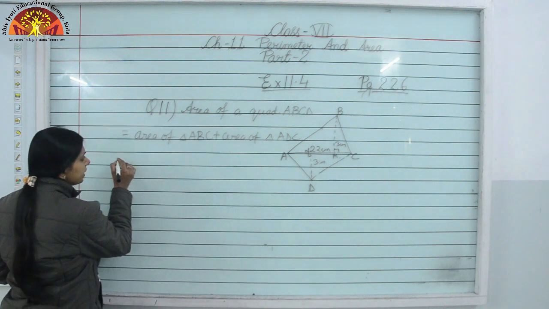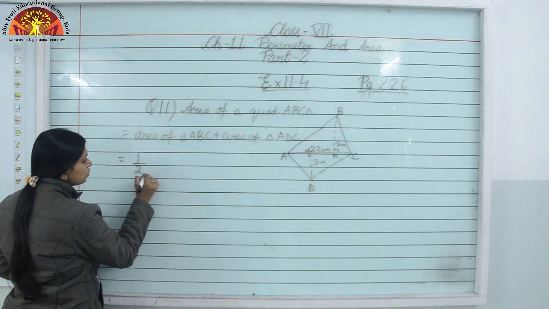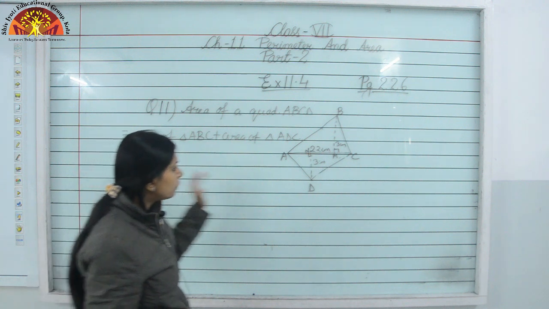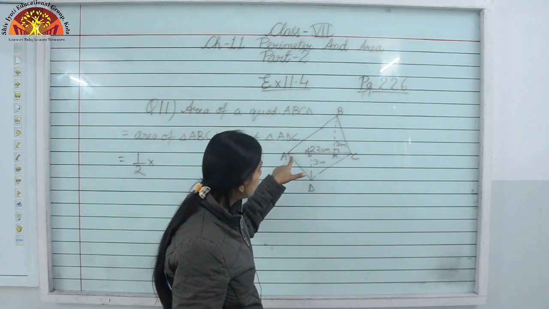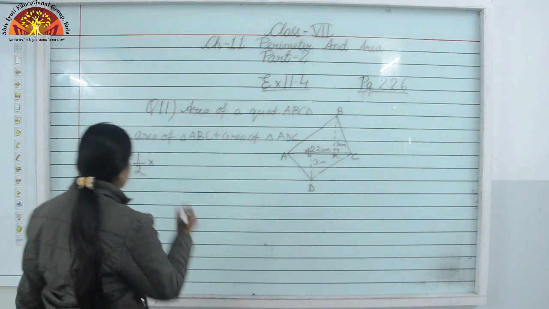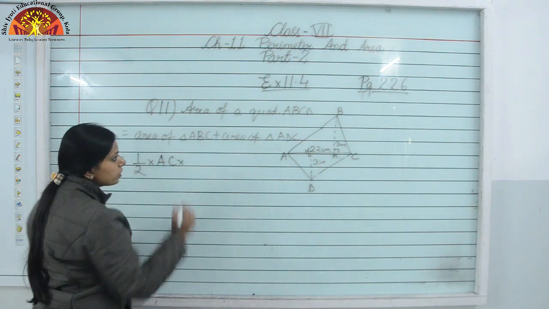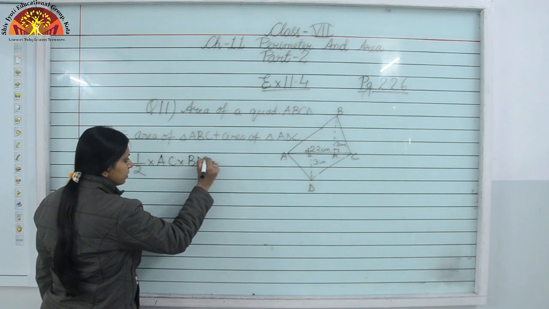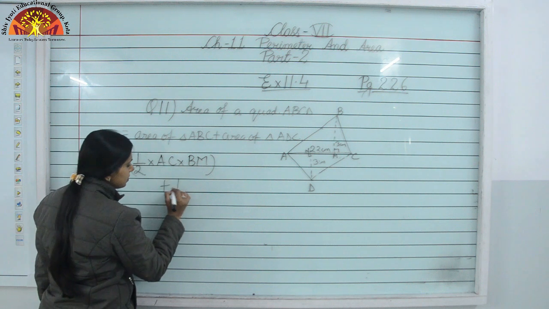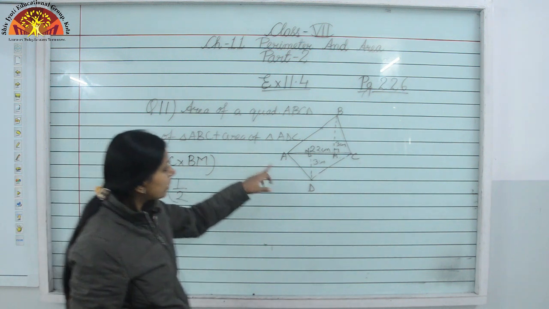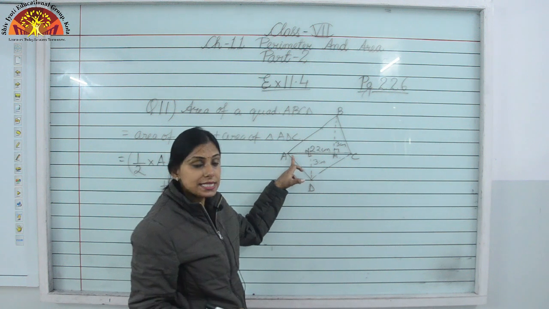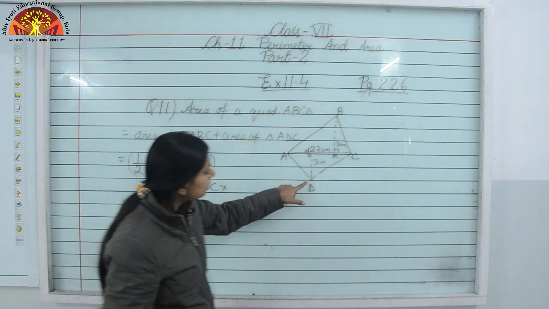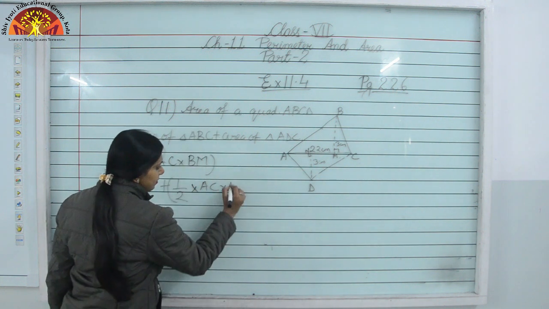So what is the formula for the area of a triangle? That is half of base into height. So first we are considering triangle ABC. So half, what is the base in this triangle ABC? You can see children, AC is the base. So AC, and what is the height? That is, height is BM. Okay. Now similarly, plus half of, now we are considering triangle ADC. So again the base is the same, that is AC, half into AC, and what is the height over here? That is, height is DN.